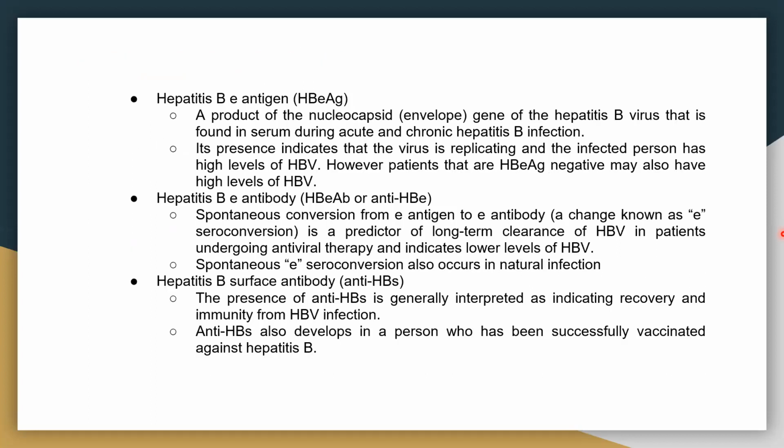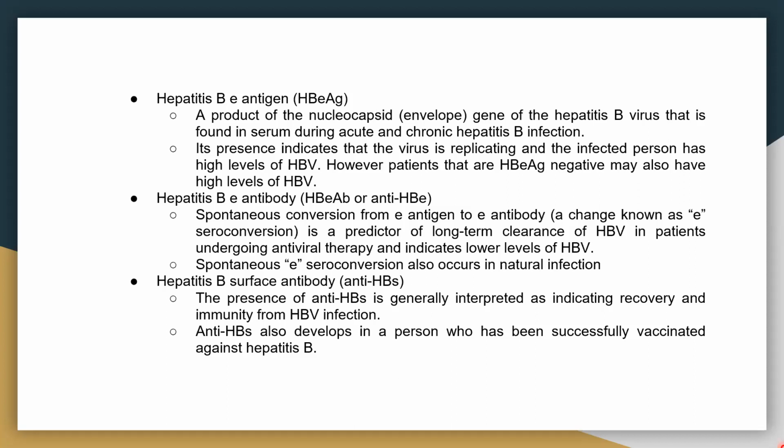Next is your hepatitis B E antigen. So it is a product of the nucleocapsid gene of the hepatitis B virus that is found in the serum during acute and chronic hepatitis B infection. Its presence indicates that the virus is replicating and the infected person has high levels of HBV. However, patients that are HBeAg negative may also have high levels of HBV.